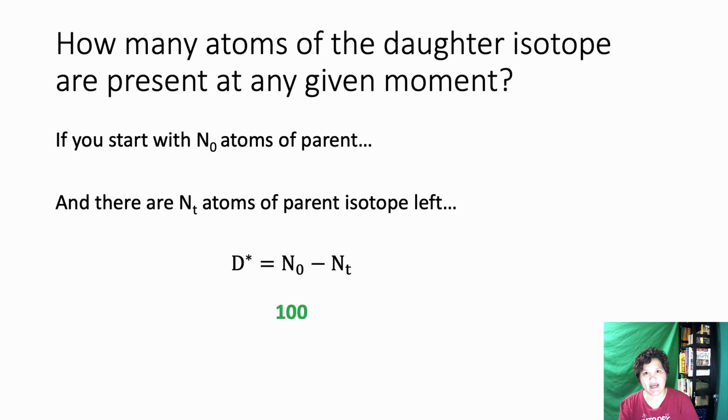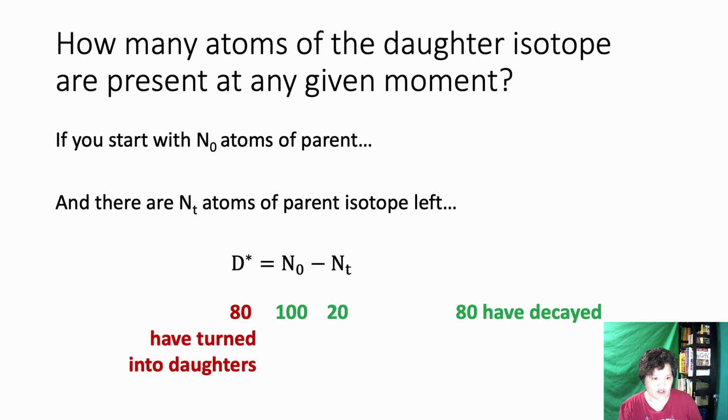If you started with 100 atoms and now you have 20 atoms, what does that mean? 80 atoms of your parent isotope decayed away, and that's why you only have 20 left. What did they decay to? Well, they decayed to become a daughter product. So however many atoms of your parent isotope decayed away in the first place, that's how many atoms of your daughter isotope you have right now. Okay, so that's where that equation comes from. It's just a thought process of what's going on in this rock or whatever you're looking at.